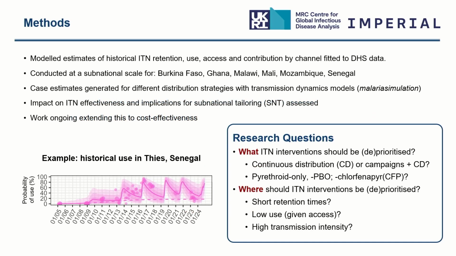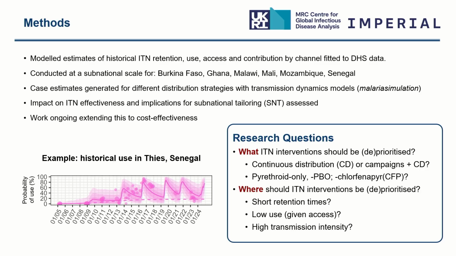When we're thinking about subnational tailoring of ITN interventions, there are two things we need to be thinking about. What ITN interventions should be prioritized, what channels should we be focused on, and which ITN types: pyrethroid only, PBO, chlorfenapyr ITNs. They're the three that we're just going to be looking at in this presentation. But also we want to be thinking about where those interventions should be prioritized.